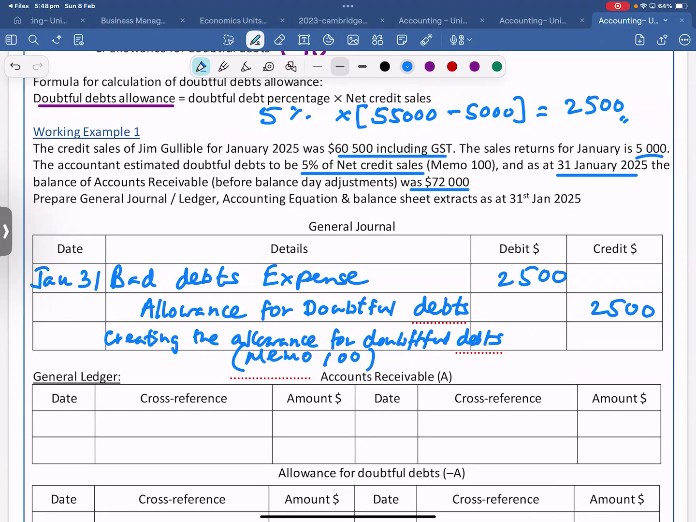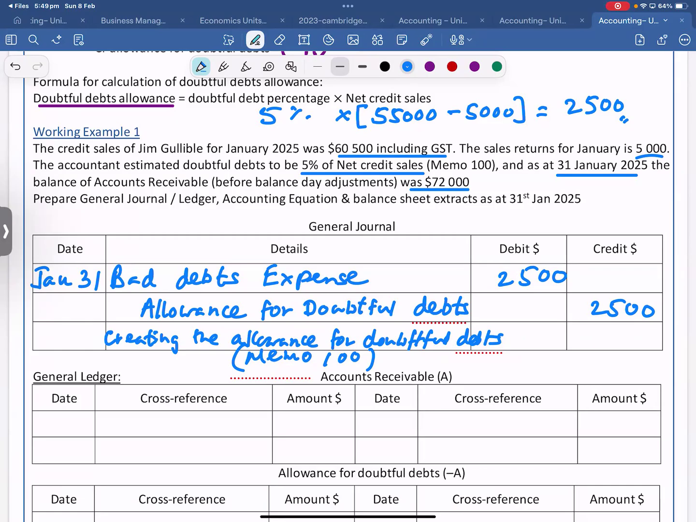What balance? The balance that we are going to have at the end of the period. Will it change? Yes, it will change. So what if there is an actual bad debt? Yes, we are going to discuss that. Don't worry, it's coming in the future, in due course.